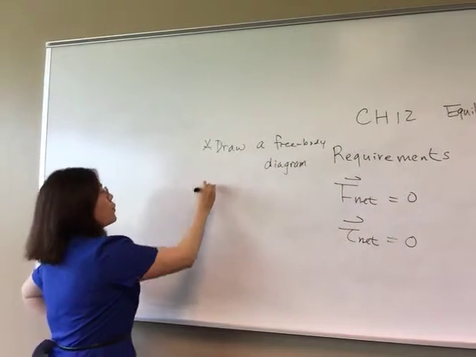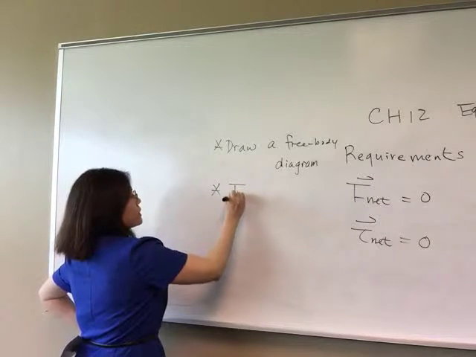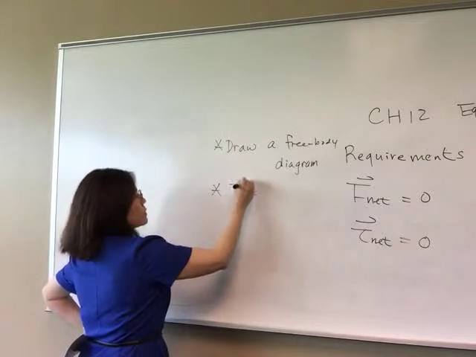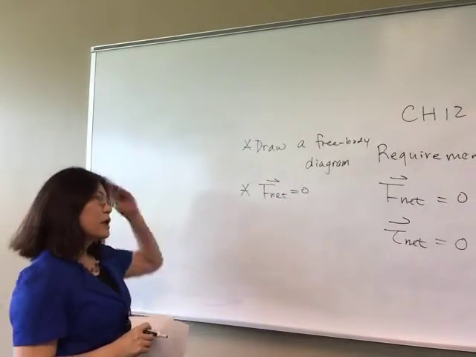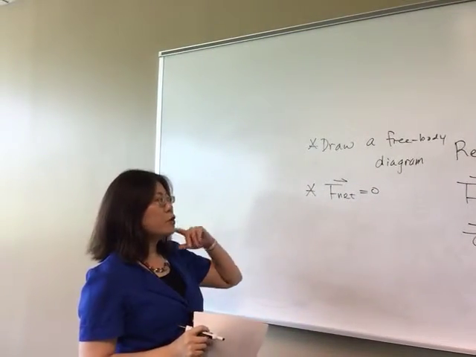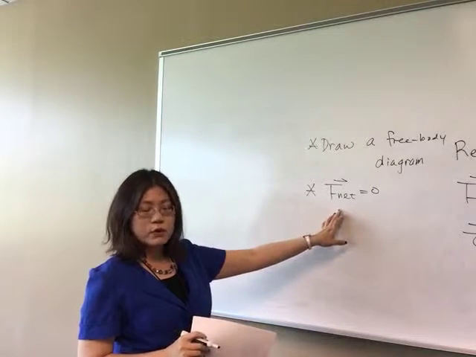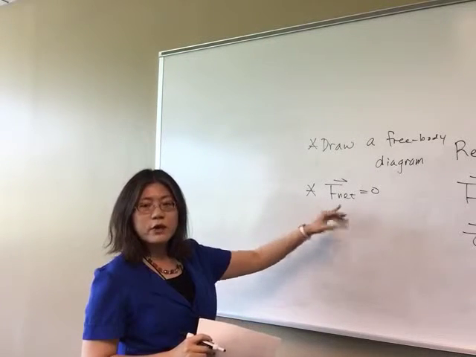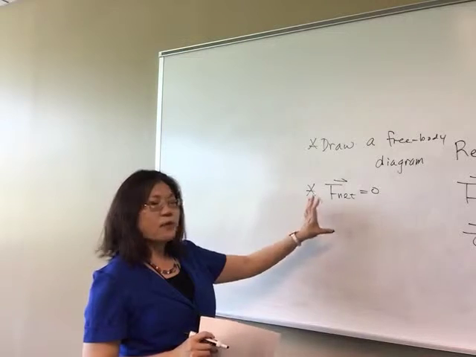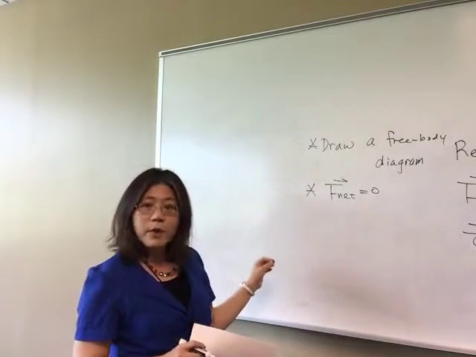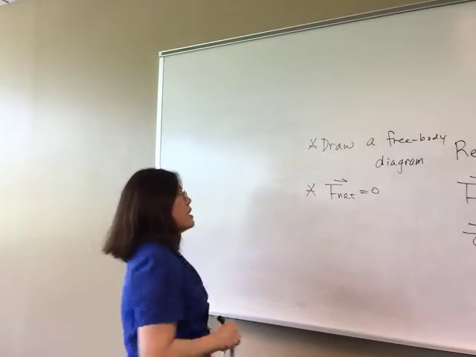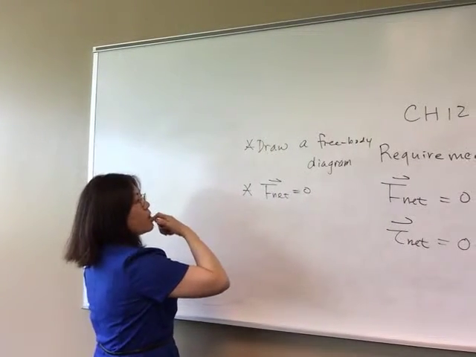And then you apply the equation net force equals 0. Depending on the dimensions, if it's just one-dimensional, you just have the net force in the horizontal direction equal to 0. If it's two-dimensional, then you have two equations. The net force in the horizontal has to be equal to 0. The net force in the vertical has to be equal to 0. If it's three-dimensional, then you have three equations. Okay, and so draw a free body diagram.